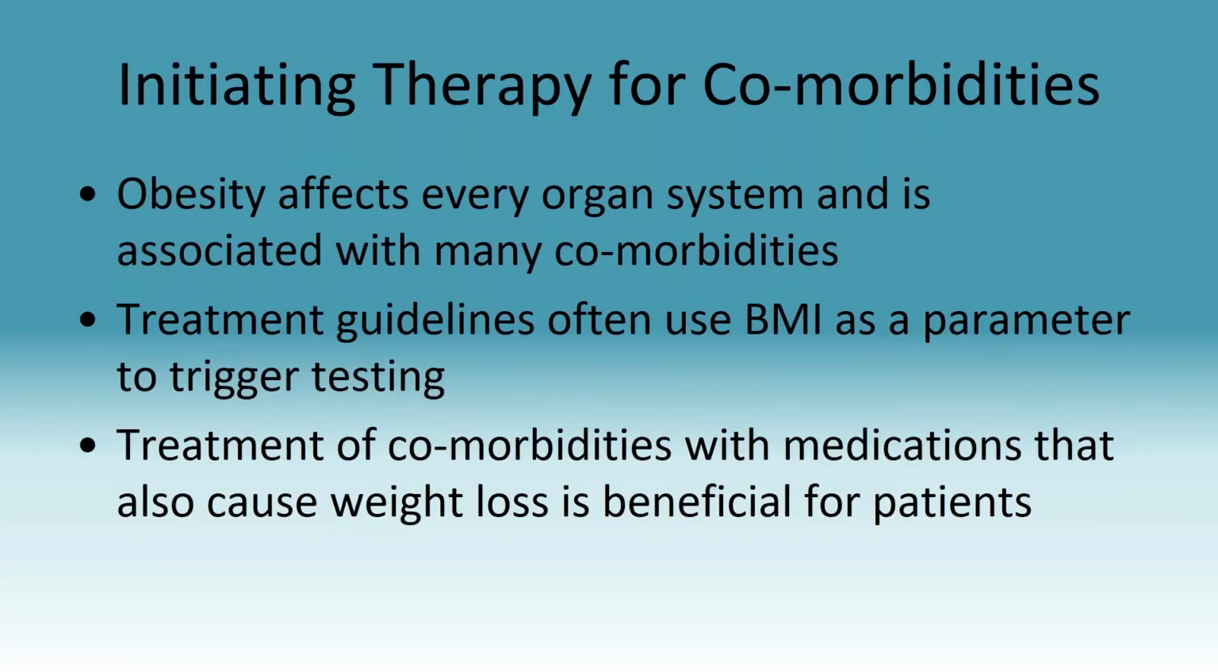So how do we initiate therapy for these? The other thing that's really important to talk about is that pharmacotherapy in obesity also can be used in terms of initiating therapy for comorbidities, because there are obesity-related comorbidities that we also want to think about when we're starting these medications. So obesity affects every organ system and is associated with many comorbidities. Treatment guidelines often use BMI as a parameter to trigger testing. This is true for, in particular, we'll talk about in just a second, diabetes. And treatment of comorbidities with medications that also cause weight loss can be beneficial for patients, in particular patients in whom we're trying to get weight loss.